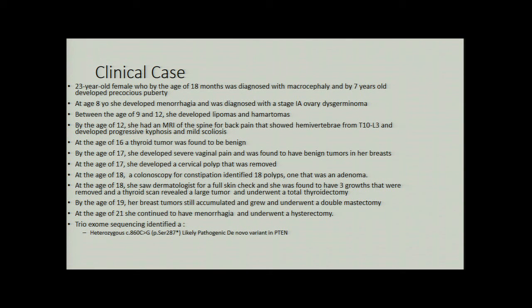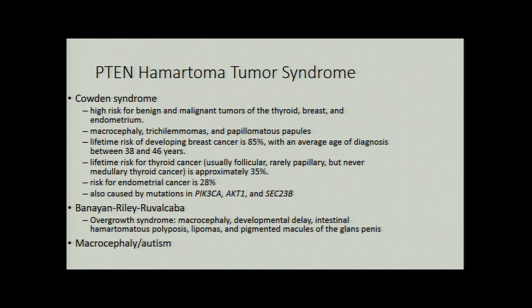So after this whole dilemma, she actually had trio exome sequencing, and she was found to have a heterozygous, likely pathogenic de novo mutation, so she didn't inherit it from her family. There was no family history of any of this, and she had a variant in a gene called PTEN. So you can see these horrendous histories that we get, and it's only when you have genetic testing that you reveal the etiology for it and why surveillance is really important.